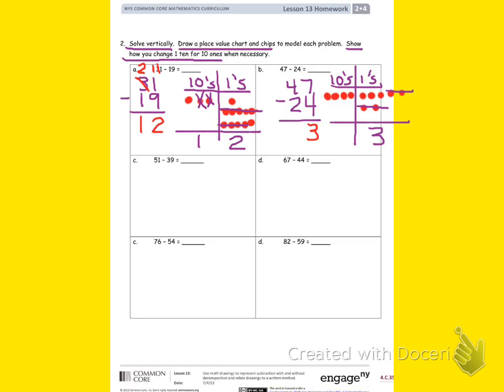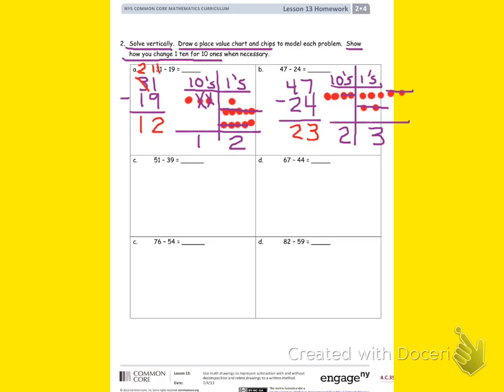Back to the picture. 4 tens. And the number 24 has 2 tens. So 4 tens take away 2 tens looks like this. And that leaves me with 2 tens. Looking at the vertical equation, 4 minus 2 is 2. One more we'll do together, and then the rest you'll do on your own.